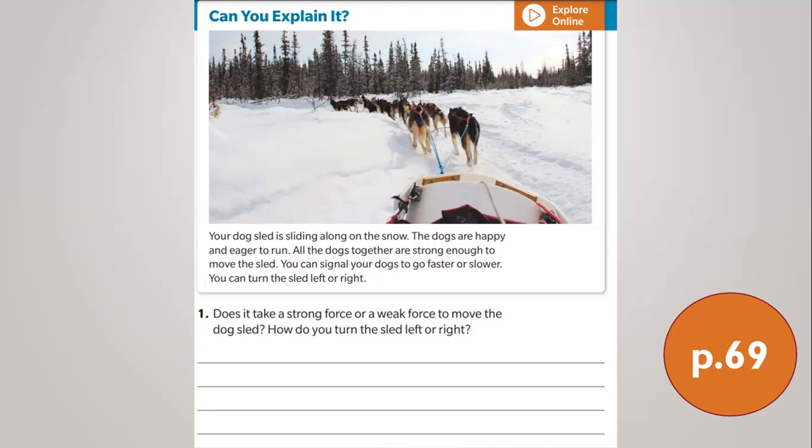Excellent. It will take a strong force of all of those dogs. So the answer will be a strong force.